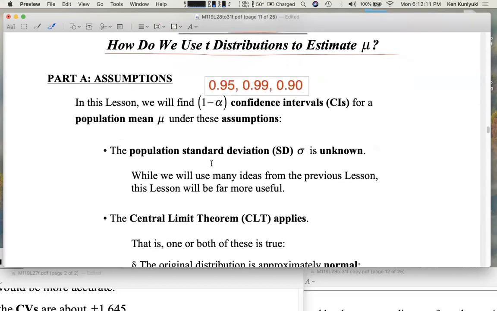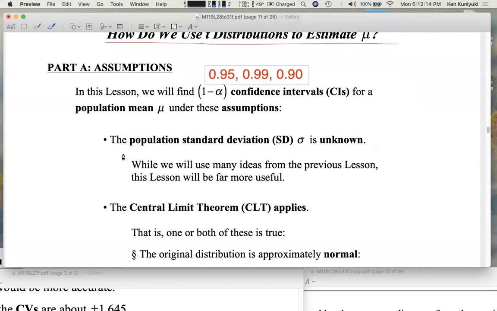Okay, and we're going to assume the following: that the population standard deviation is unknown. That's the key difference from lesson 28. We are finding confidence intervals for a population mean. That's a big predicate to all of this.